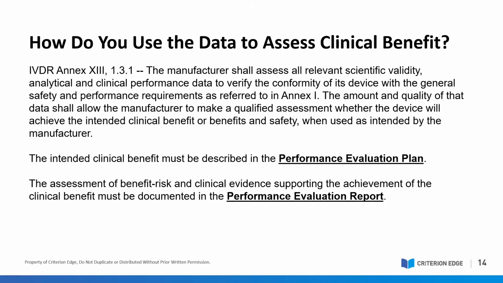The intended clinical benefit should be described in the performance evaluation plan, while the assessment of the benefit risk and the presentation of that clinical evidence supporting the benefit should be clearly documented within the performance evaluation report. So that's the main difference between the PEP and the PER. The PEP is stating how you are planning to collect this data, and the report is ultimately what did you find when that plan was put into place.